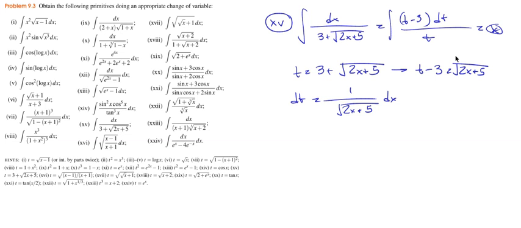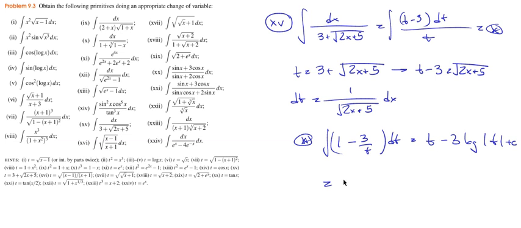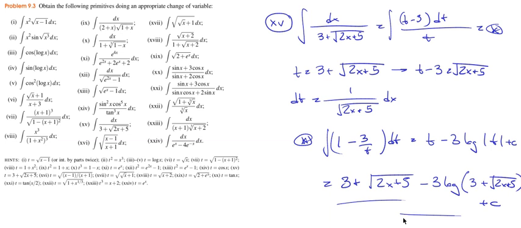And this is, you go here, the primitive of 1 minus 3 over t dt, or in other words, t minus 3 times the logarithm of the absolute value of t. If you undo the change of variable, you have 3 plus the square root of 2x plus 5 minus 3 times the logarithm of 3 plus the square root of 2x plus 5, plus c. Okay?